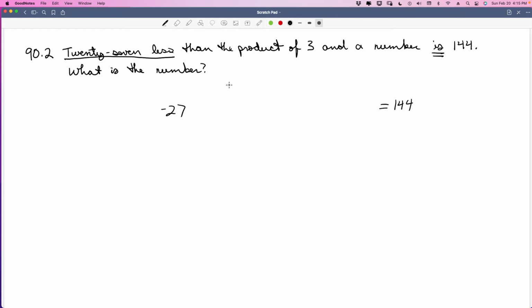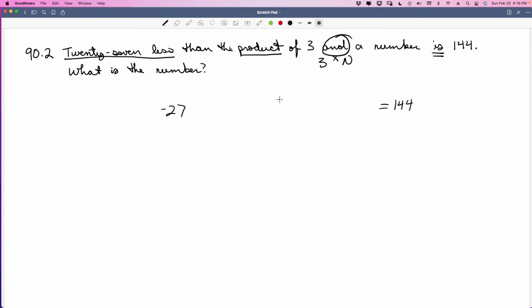So 27 less than the product. Product means multiplication. So what things are going to be multiplied? Here we have that conjunction again, so it's putting together 3 and a number. Instead of adding, this is telling us that we're going to multiply, right? So it's going to be 3 times n. That's what we're doing here. 3 times n is the two things that are being multiplied because it says product. So 3 times n, and we're going to take 27 away from that.